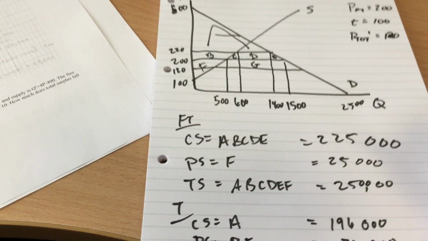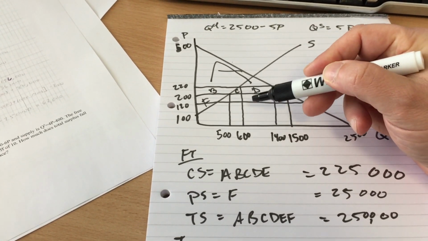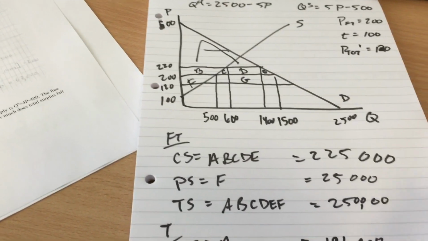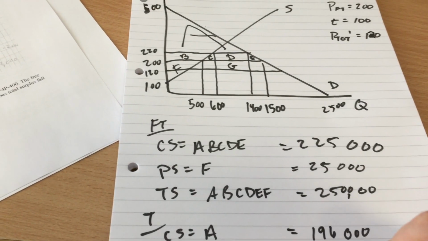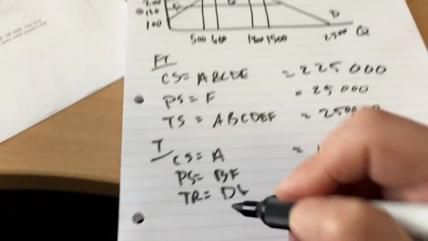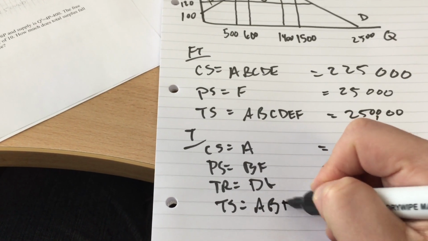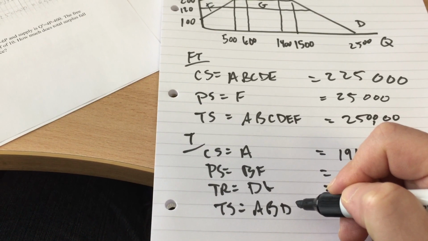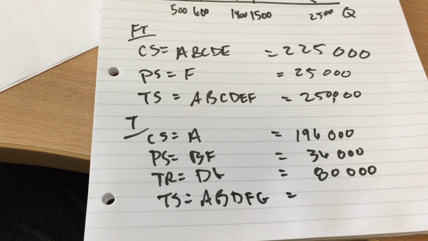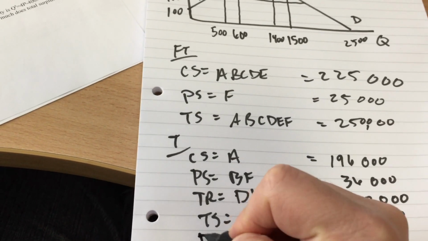Tariff revenue is what the government gets. For each of these that they bring in, the level of imports, they collect the tariff of 100 on that. So that's area D and G, which is 80,000. So what's total surplus? Total surplus is what producers get, plus what consumers get, plus what the government gets, A, B, D, F, and G. You add all those guys up, and we get 312,000.